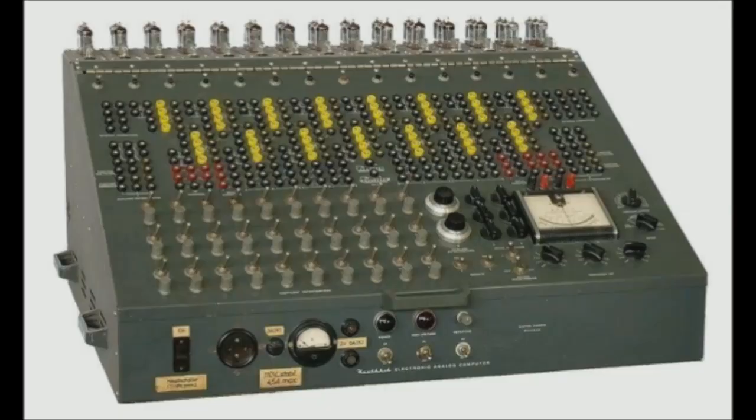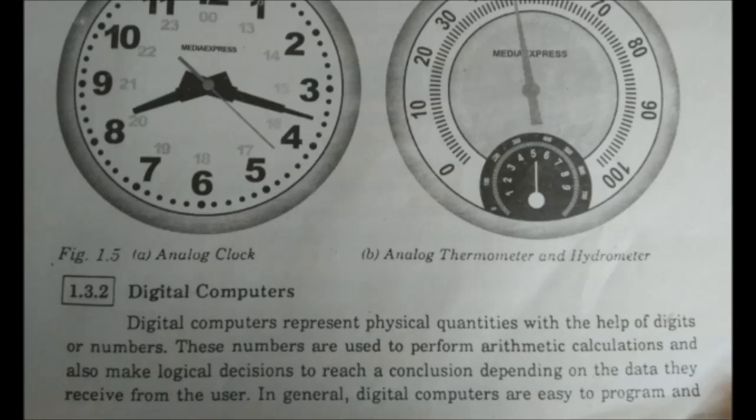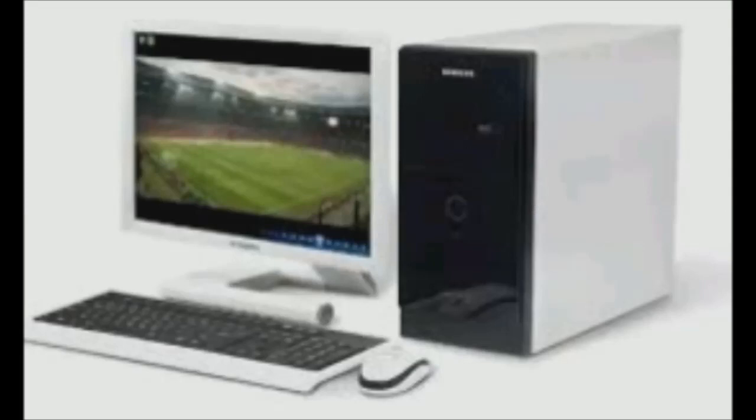The analog computers are very fast in processing and real-time simulation. Digital computers. Now, what are the functions of digital computer? The computers that we use at personal level are included in the digital computers. Digital computers represent physical quantities by digits or numbers. These digits or numbers are used to calculate arithmetic calculations and to make logical decisions. Digital computers are easy to program.